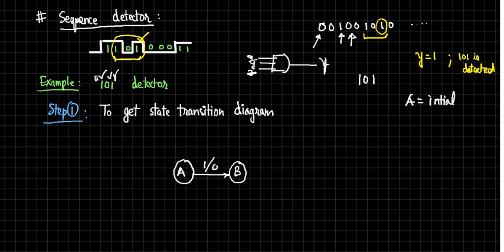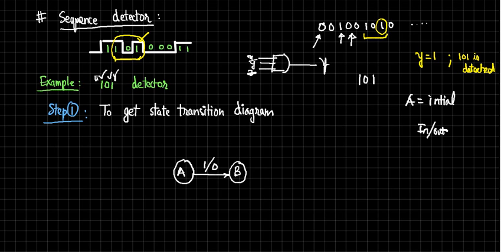Now it's important: the notation is input slash output. And A, B are nothing but the states. States mean the present conditions of the flip-flops, which we shall be using. Now, what is state B? State B indicates that 1 has been received successfully. That's why it came to state B, otherwise it may not. Then, what is the next step?